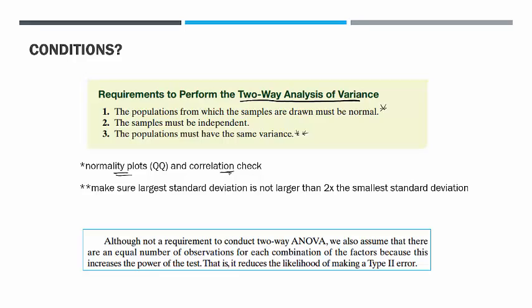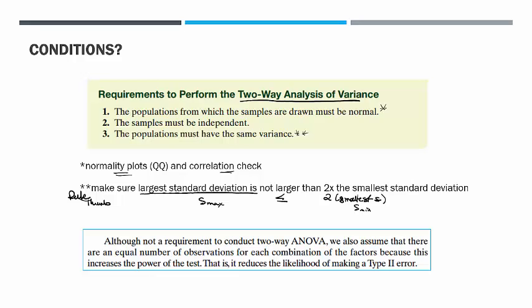So a lot of the time we just have to sort of assume that that's true based on the scenario described of the experiment or the statistical study. And then the third condition is that the populations must have the same variance. Similar to the one-way ANOVA, there's a rule of thumb here for that one. It's impossible to check for the population variances, but we can just make sure that the largest standard deviation is less than or equal to twice the smallest standard deviation. Right? So the standard deviation max is less than twice the standard deviation min.